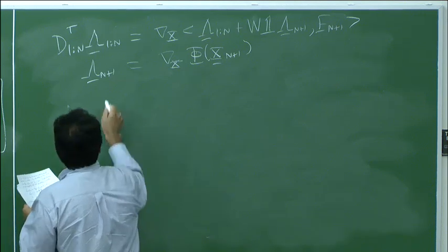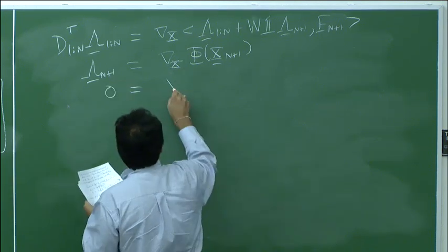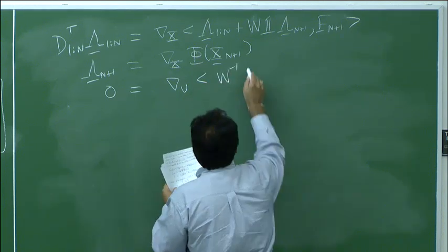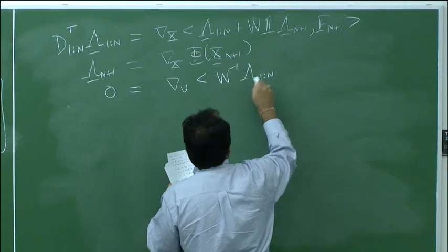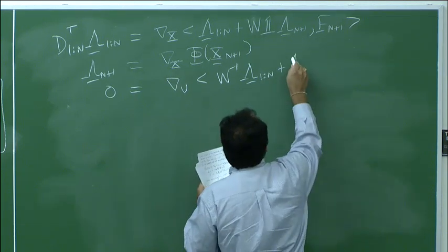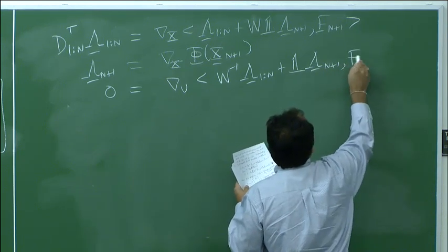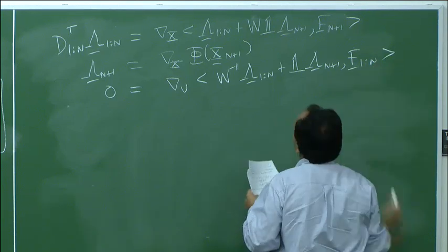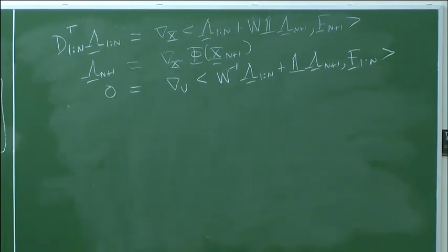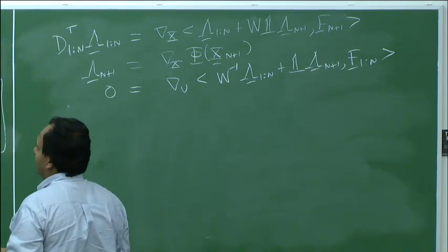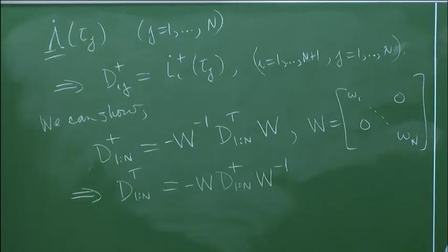And then the last equation I had was 0 is equal to the gradient with respect to u of the inner product of W inverse times lambda 1 through n plus 1 times lambda n plus 1 with f 1 through n. So those were the conditions I got, the first order optimality conditions of the NLP. Now I'm going to substitute into these equations the results from this relationship between the D matrix and the D dagger matrix. So we obtain the following.